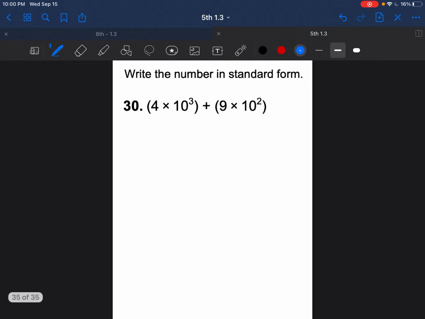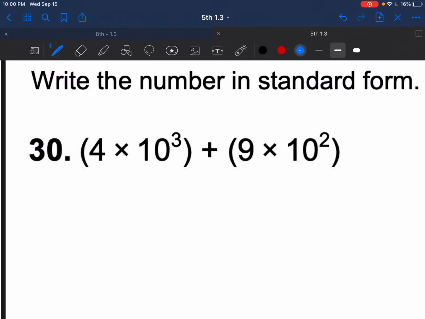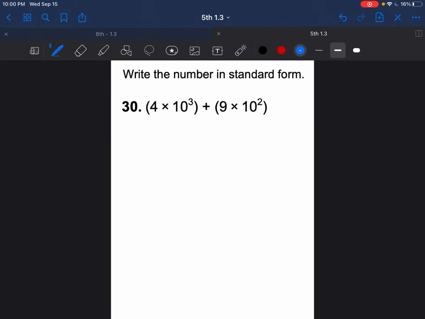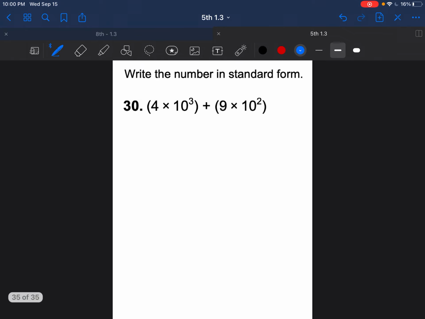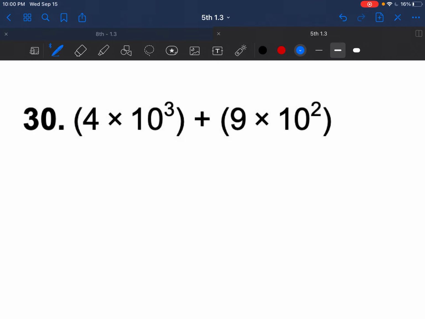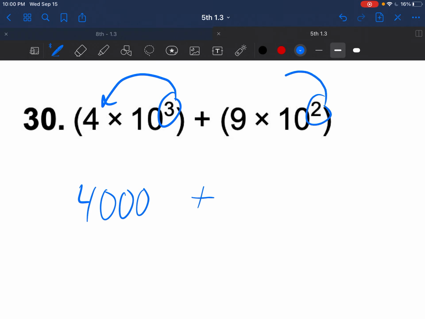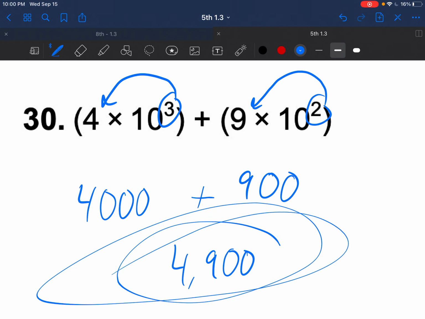Number 30. Ooh. Again, press pause. Make sure you copy the question down. This is our last one. So, how many zeros should this problem have? It should have 3. So 4, 1, 2, 3. Plus, how many zeros should this have? It should have 2, 1, 2. Now we just need to add it together. What is 4,000 plus 900? That should give you 4,900.